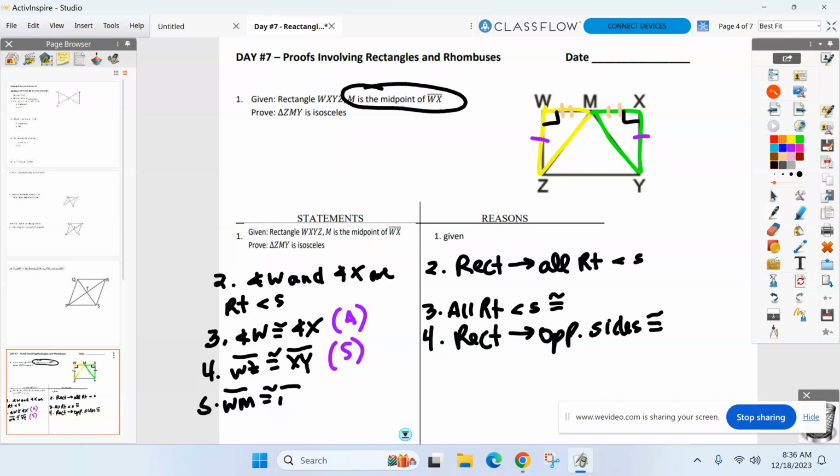WM congruent to MX. Definition of a midpoint. Been a while since we used that. That's a side. And I think we have enough now, don't we? I'm just going to need a reason from somebody. So step 6, tell me those triangles are congruent.